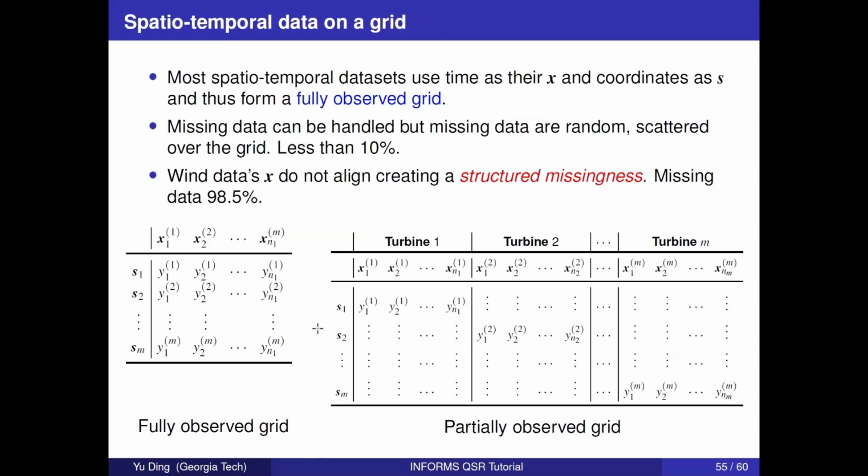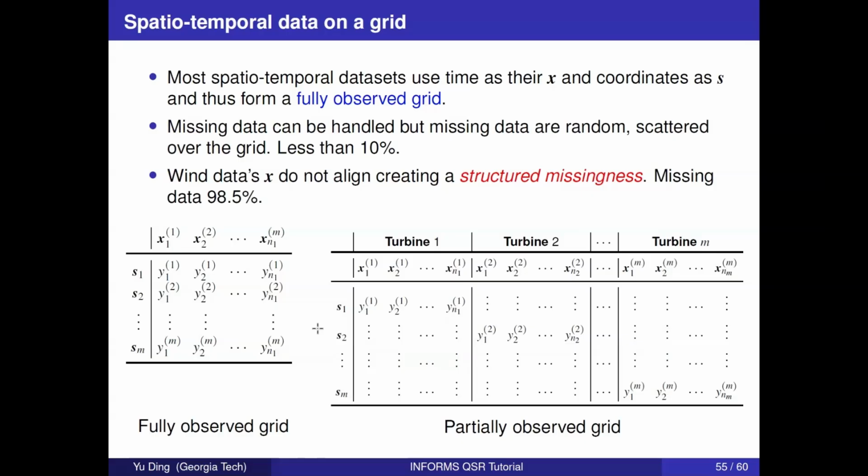And when we look at this kind of spatial-temporal problem, we find there's a rich literature to handle spatial-temporal data on the grid, but on the fully observed grid. If you look at the matrix on your left, that's the kind of thing I'm talking about, the fully observed grid. For any combination of X and S, you have a corresponding Y observed. But for the wind farm data, it's not like that, right? Because all the X's are different, so we cannot really have one common set of X. So all the Y's are on an incomplete grid, right? We call this the partially observed grid.